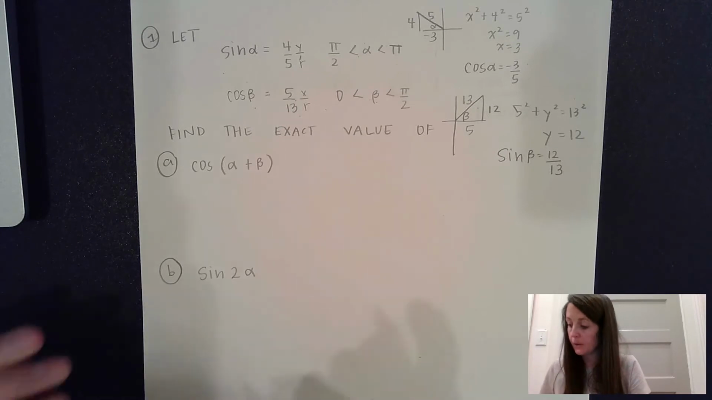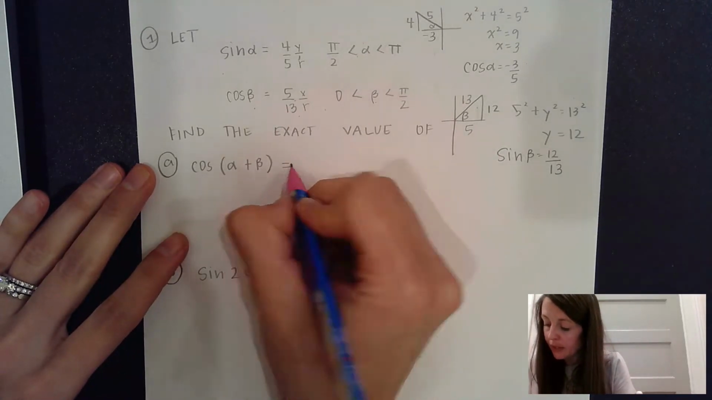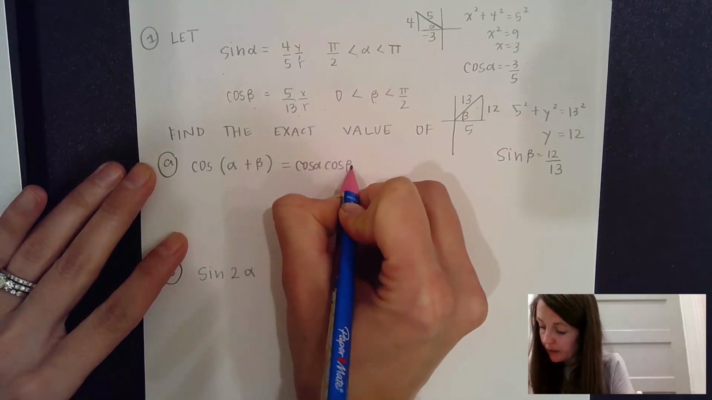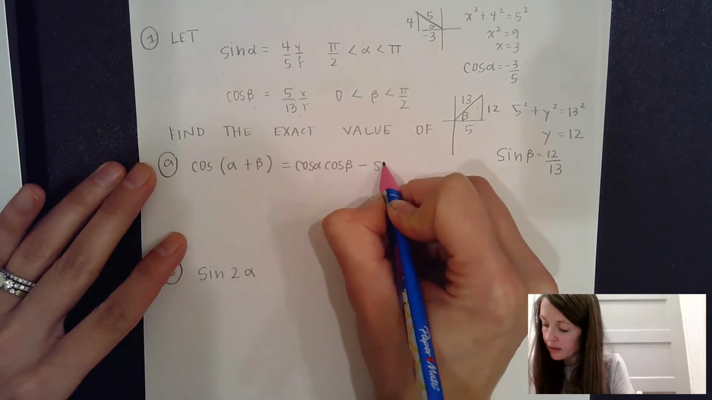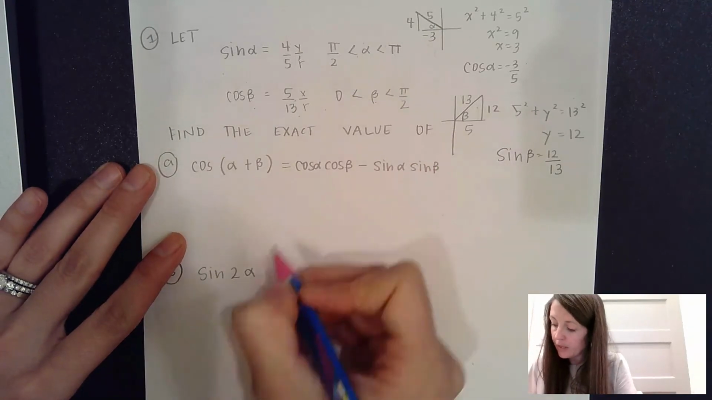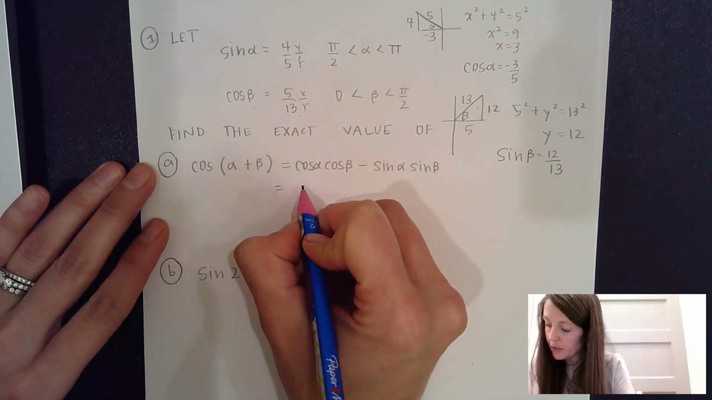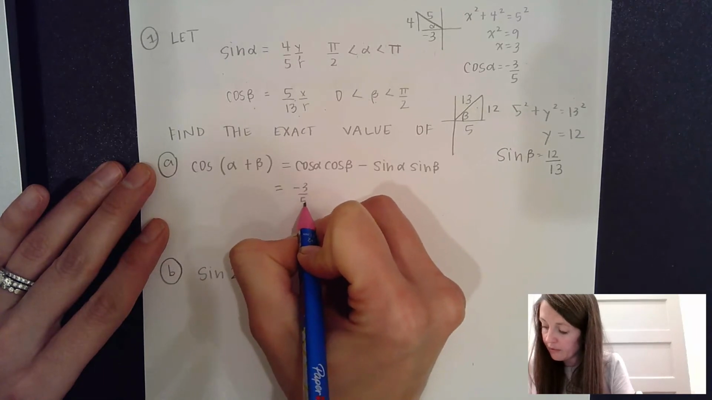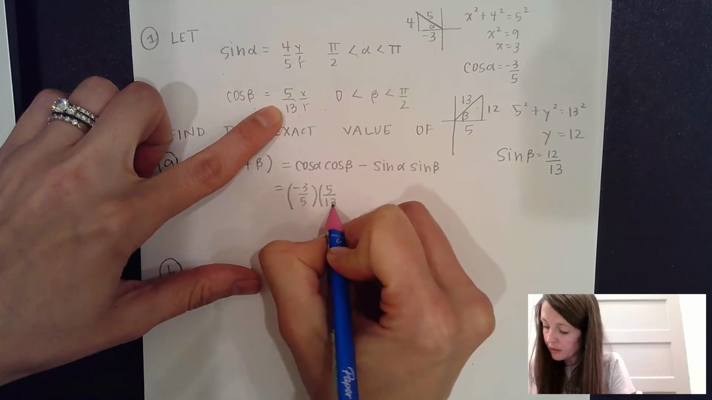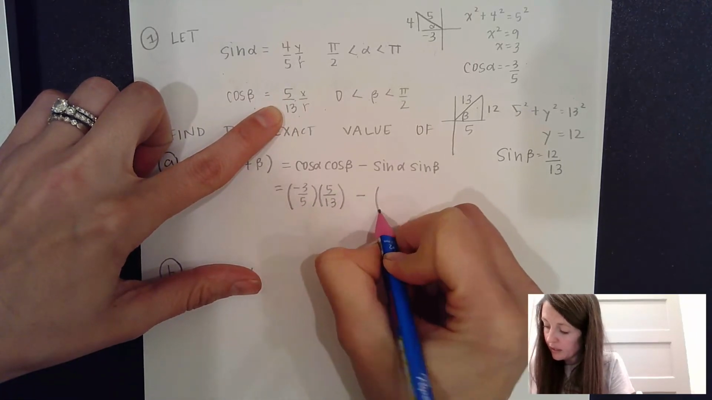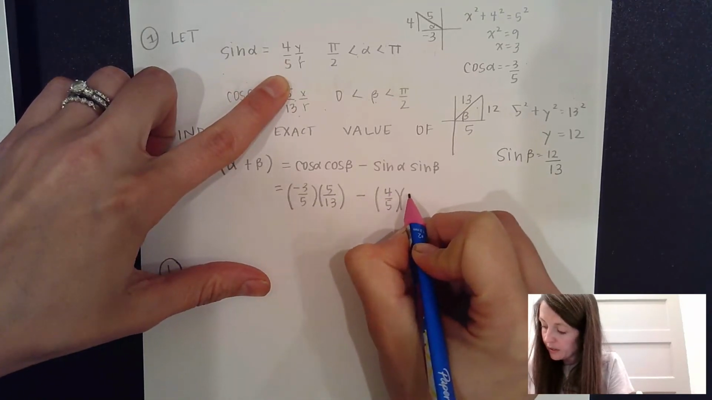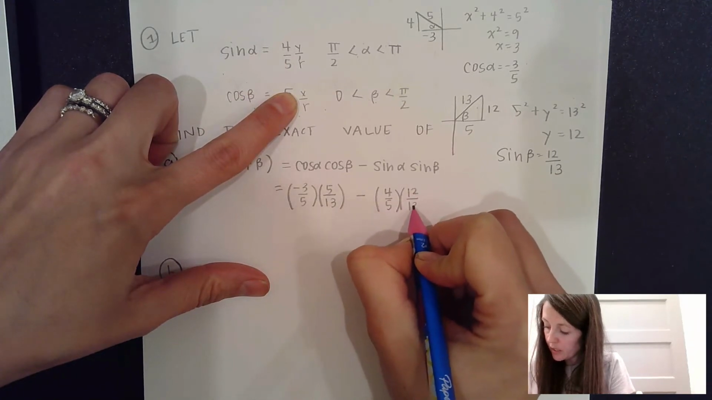Good deal? Okay. So cosine of alpha plus beta is going to be cosine of alpha, cosine of beta. It's always the opposite sign, so it's going to be minus and then your sines. So sine of alpha, sine of beta. So cosine of alpha here is going to be -3 over 5. And cosine of beta is going to be 5 over 13. And then sine of alpha is 4 over 5. And then sine of beta is going to be 12 over 13.